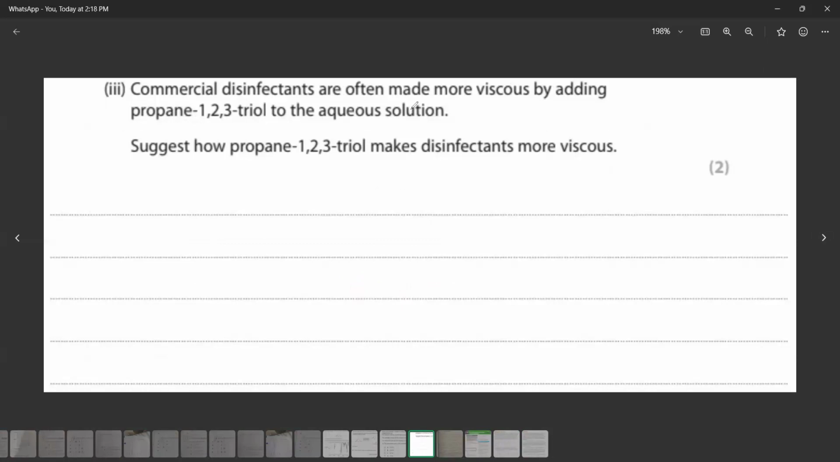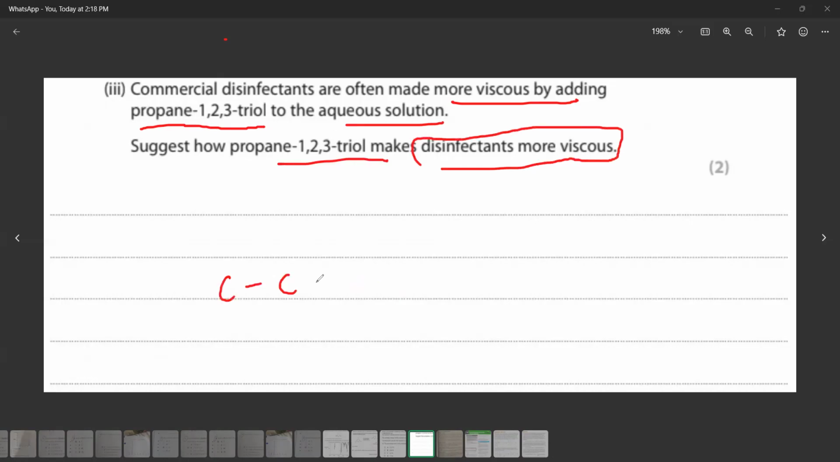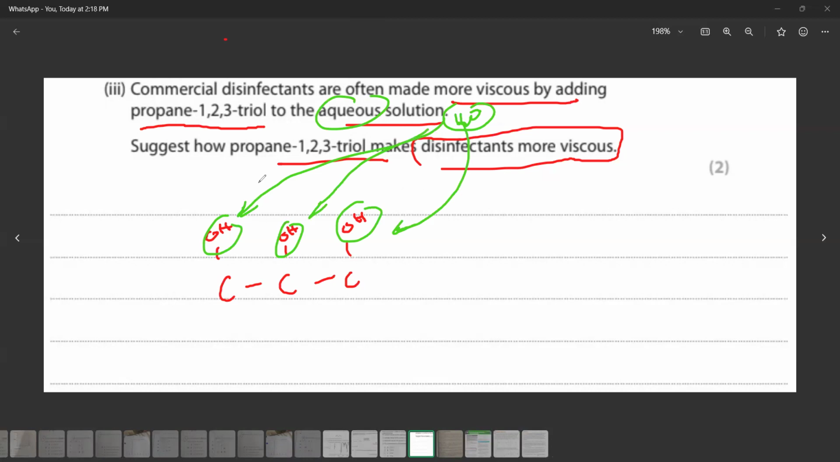Commercial disinfectants are often made more viscous by adding propane-1,2,3-triol to the aqueous solution. How does it make a disinfectant more viscous? You can see propane-1,2,3-triol contains 3 OH groups. What is the tendency of these OH groups? They can form hydrogen bonds with the aqueous means water. More hydrogen bonds per molecule will be formed with the water. That's why it will become more thick or viscous. They will have more attraction between the particles. As a result, the particles have greater attraction. That is what makes it viscous or thick.